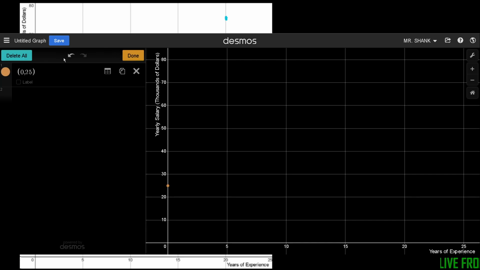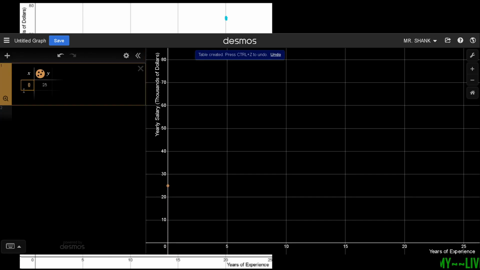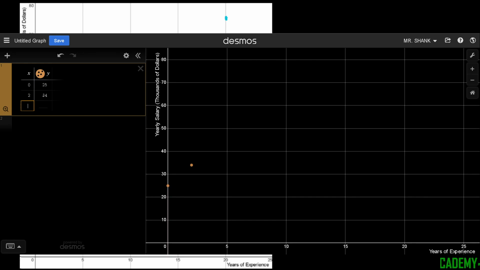And then what I can do is I can click this little gear button. It says edit list, and I'll pull this up, and then I'm going to convert to table, so that way it's a little bit easier to see. So I'm going to create a little scatter plot like this. So I'm going to say I have 2,34. I'm going to use those little arrow keys to move around on your table.